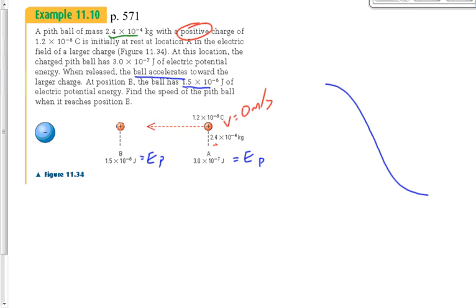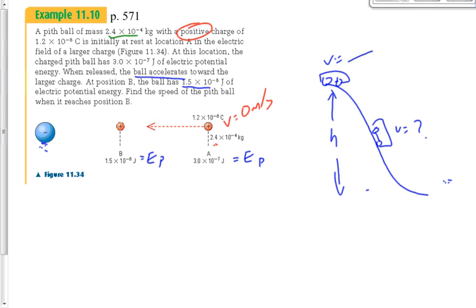We want to find the speed of the pith ball when it reaches position B. We want to find the speed of the car, right? Starts off with a certain speed, okay, starts off with a certain height. We want to find the speed of the car partway down the hill. Not all the way down the hill, because we haven't reached the bottom of the hill, but partway down the hill, where we still have some potential.